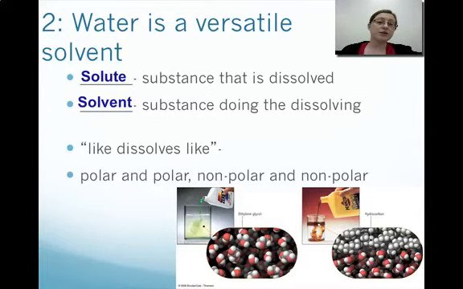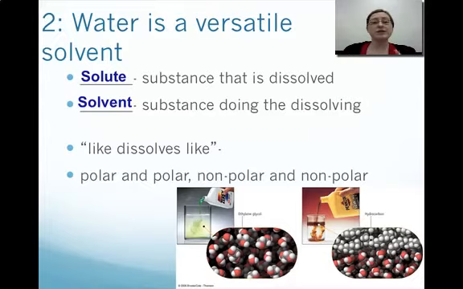Okay, property number two, water is a versatile solvent. Okay, so introduce some terminology here. When you have a solution, let's say you pour some salt into water, the solute is the substance that is dissolved, and so in this case that would be the salt, whereas the solvent is going to be the substance which is doing the dissolving, and that is going to be the water.